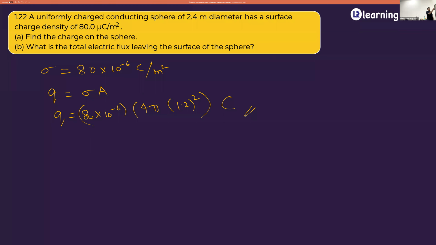Next is, what is the total electric flux leaving the surface? Since they told it is leaving, it should be a positive charge. So what is going to be the flux leaving the surface? Once you find this Q, Q divided by epsilon naught will give you the total amount of flux that is leaving the surface. Is that point clear?